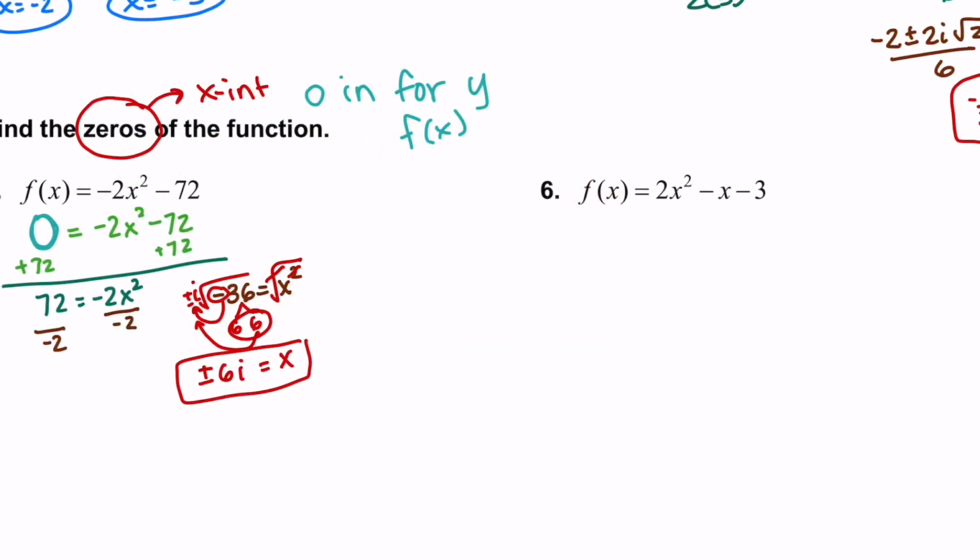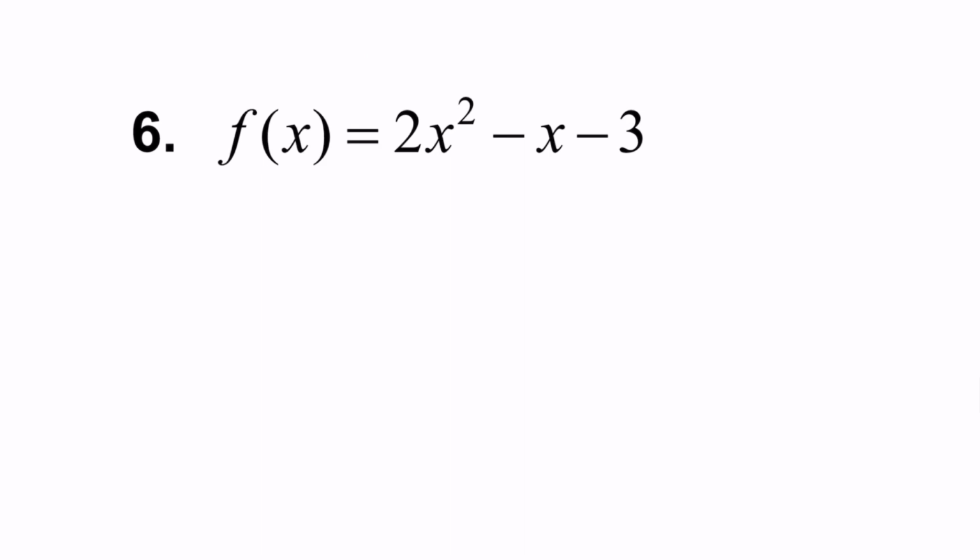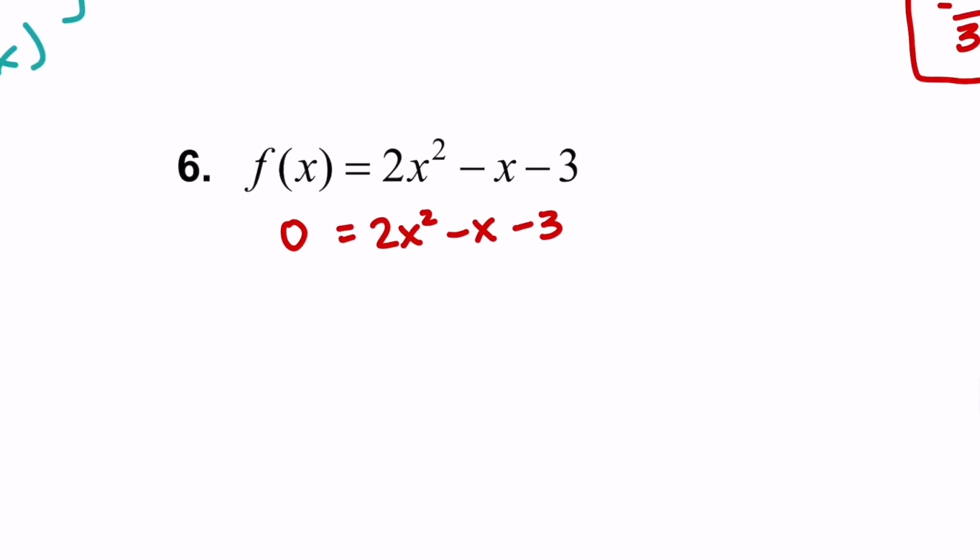Okay, number 6 is the same. We're going to put a 0 in for our y value or f of x. So we're going to say 0 equals 2x squared minus x minus 3. We can look to see, does this factor? So let's look at this. 2 times negative 3 is a negative 6.